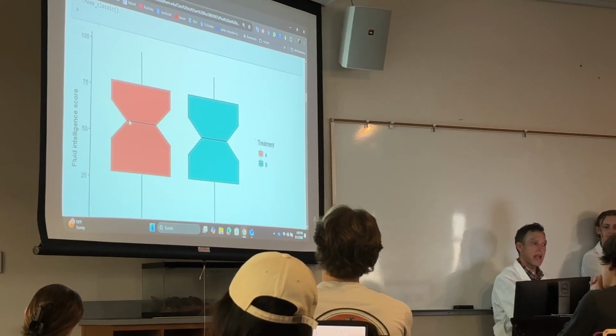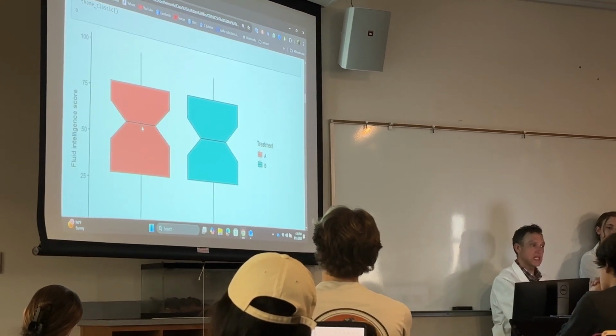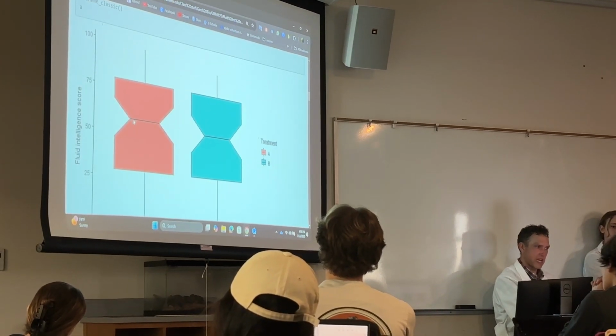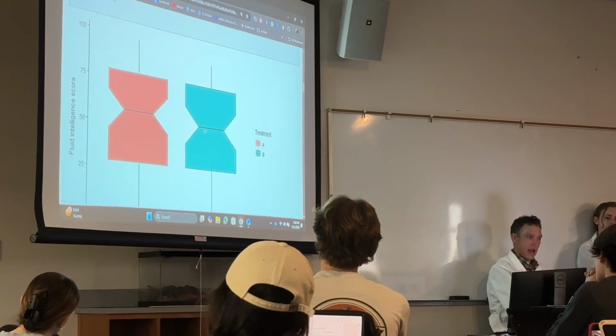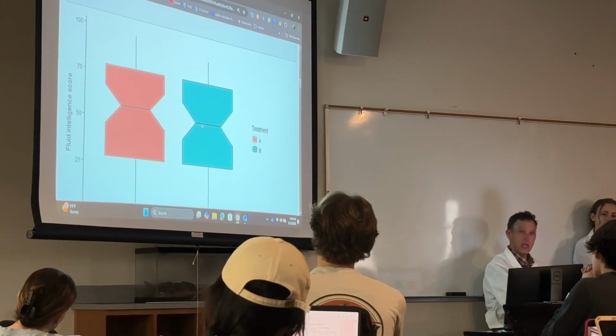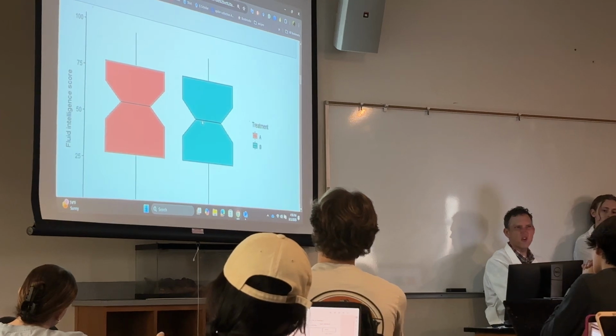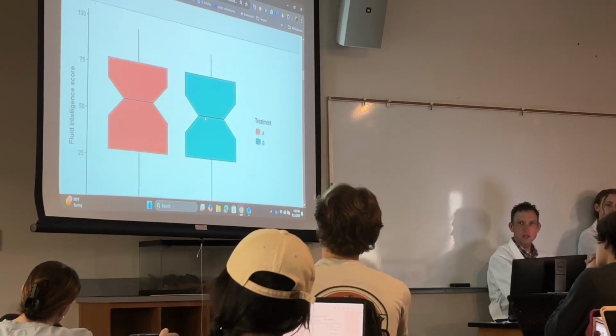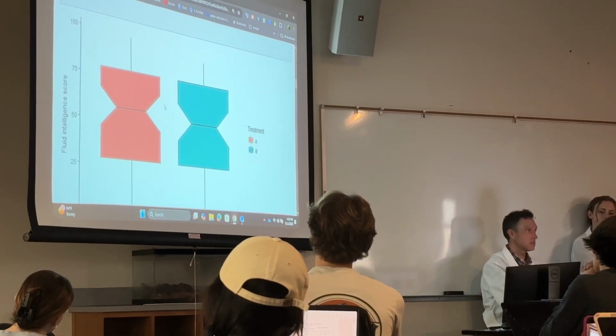If you were in group A, the median fluid intelligence was just above 50, headed towards 60. And if you were in group B, it was above 50, but not quite as close to 60 as group A was. But no significant difference.